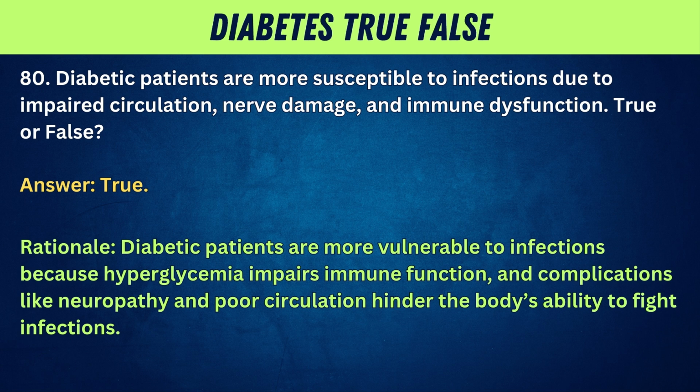80. Diabetic patients are more susceptible to infections due to impaired circulation, nerve damage, and immune dysfunction. True or false? Answer: true. Rationale: diabetic patients are more vulnerable to infections because hyperglycemia impairs immune function, and complications like neuropathy and poor circulation hinder the body's ability to fight infections.